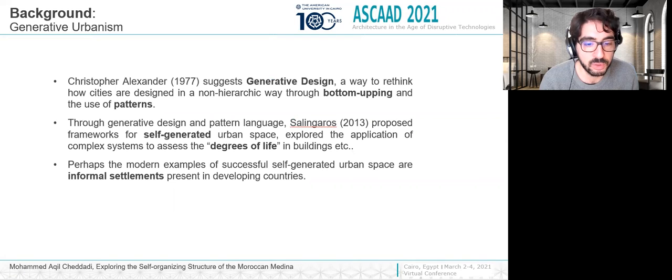Generative urbanism understands the city through generative rules and processes of growth. It is a way to rethink how cities are designed in a non-hierarchic way, through bottom-up approaches and the use of patterns. Before the 20th century, many urban developments predating urban planning were generative and adaptive by default. Nowadays, it is much harder to find an example of generative urbanism.